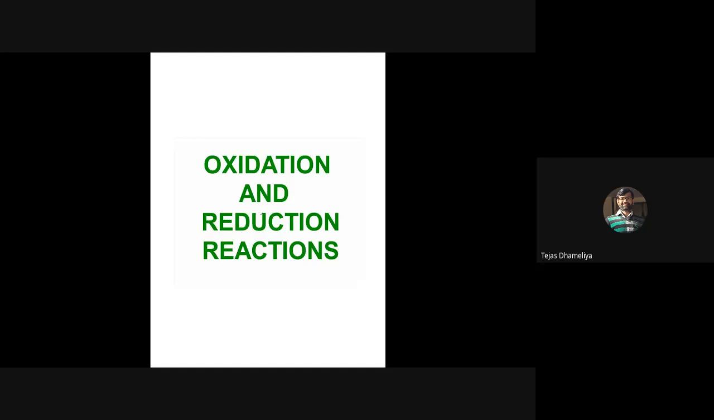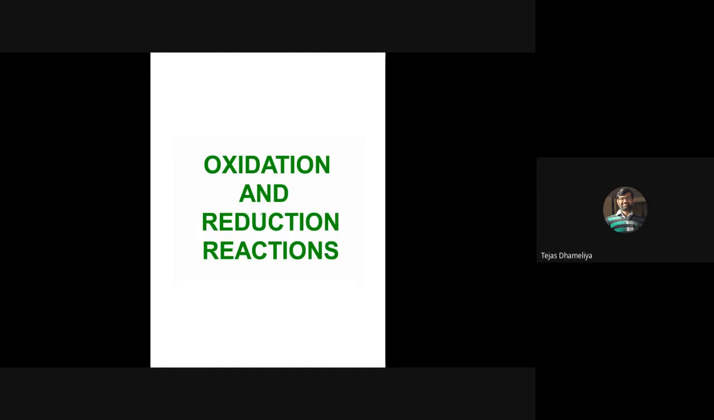Another way we can define oxidation is in terms of oxidation number. You have already learned what oxidation number is during your schooling, and you know that oxidation is an increase in oxidation number for a particular metal or atomic center. So if there is an increase in oxidation number, let us say from 2 to 4 or 1 to 3, that is called oxidation.